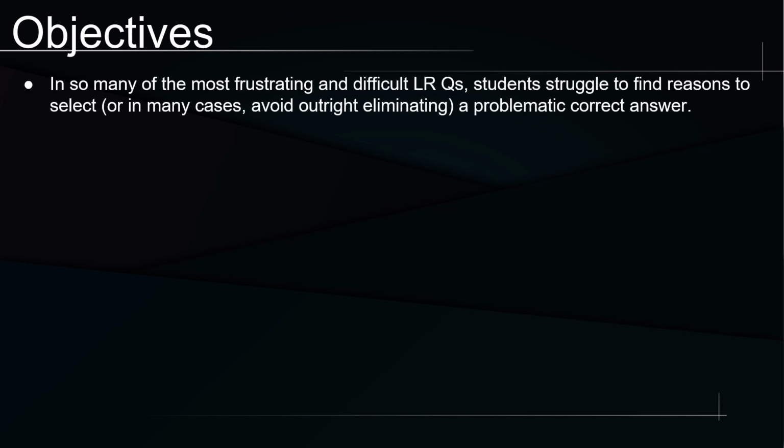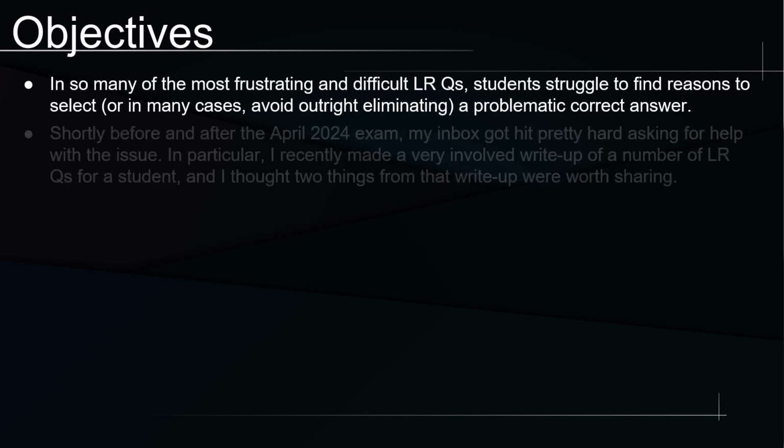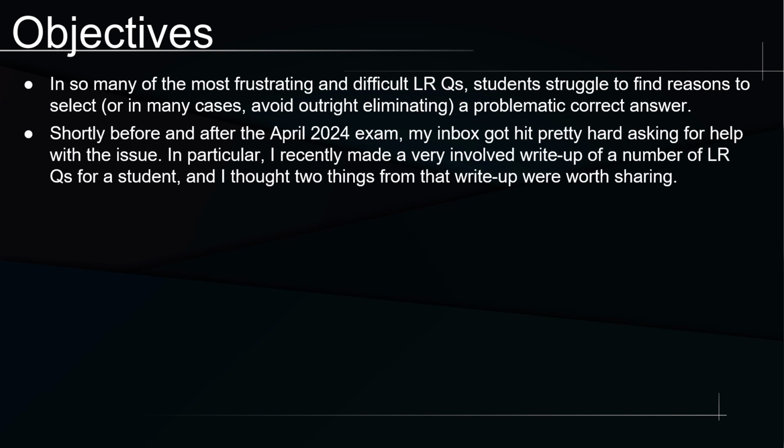So goals for today. In so many of the most frustrating and difficult LR questions, students, myself included, struggle to find reasons to either select or, in many cases, just avoid outright eliminating a problematic correct answer. We've all been there before. Shortly before and after the April 2024 exam this year, my inbox got hit extremely hard by people, current students, prospective students, just people looking for consultations, folks asking for help with this specific issue of bad correct answers. How do I not eliminate it, and how do I make peace with actually selecting it? Those are kind of two sides of the same coin, right?